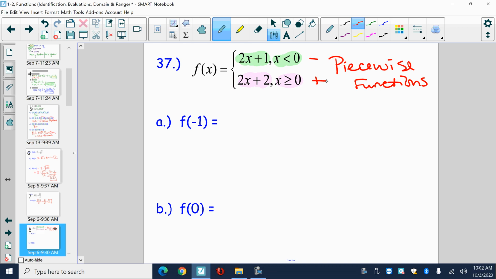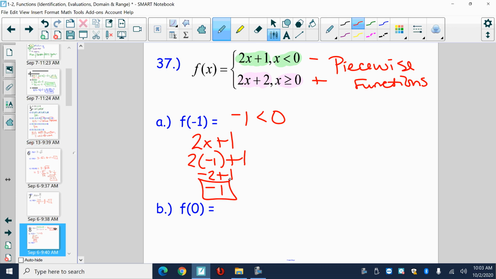Okay? So f at negative 1. Do I use the top green function or do I use the bottom pink function? Well, negative 1 is less than 0, so that means I'm going to be utilizing the 2x plus 1 function. So I simply plug and chug. 2 times negative 1 is negative 2, plus 1 is negative 1.